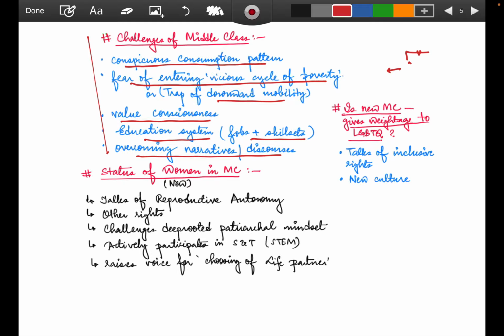Okay, now talking about the status of women in the middle class. She can talk of reproductive autonomy nowadays, and the new middle class is just talking.